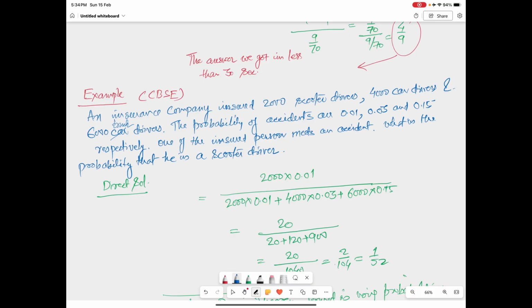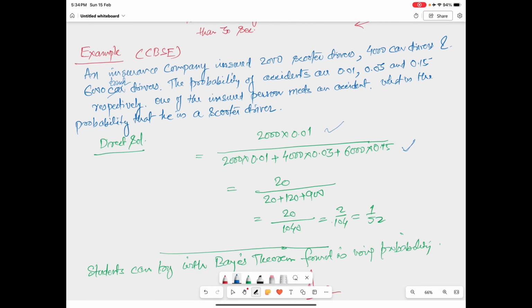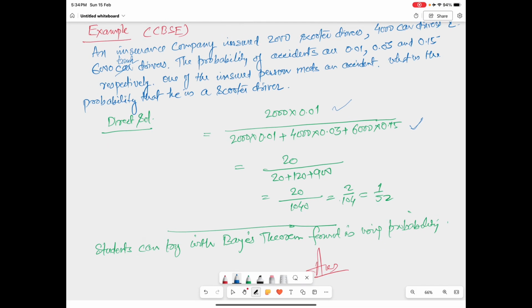So I have just calculated how many drivers are favorable. There are 2000 into 0.01 drivers who can meet an accident, divided by the total number of drivers who can meet an accident. So 2000 into 0.01 becomes the favorable cases, and this becomes the total cases. So 20 divided by 20 plus 120 plus 900, so 20 divided by 1040, I'll get 1 by 52.